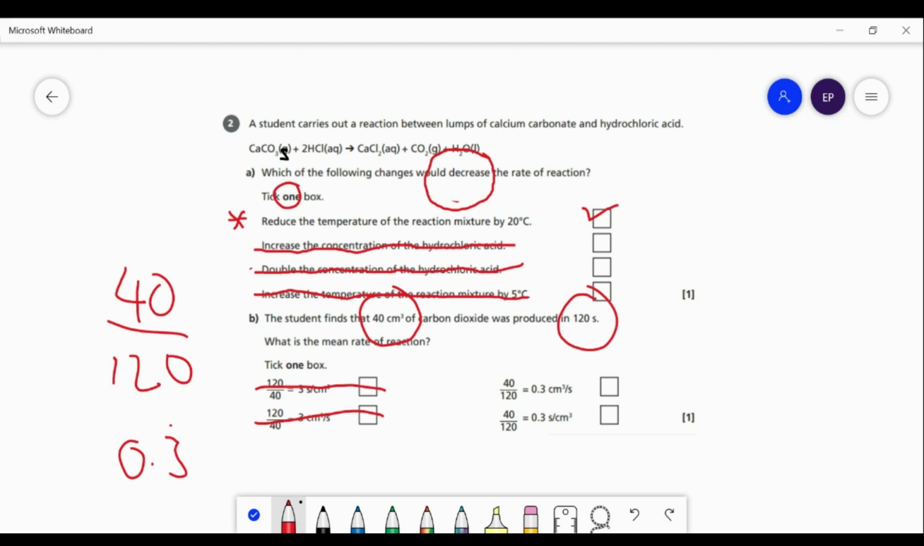So now we need to look at the units to work out our final answer. So our unit, we've got centimetre cubed divided by seconds. So if we look at the two options that are remaining, this one at the bottom is the right number, but the units are the wrong way round. So we can remove that one. So our final answer is going to be 0.3 to one significant figure, centimetre cubed per second.